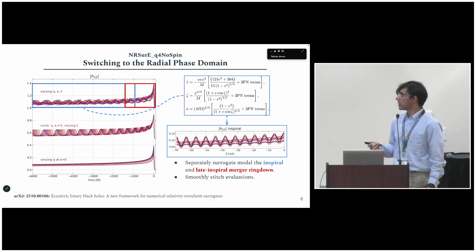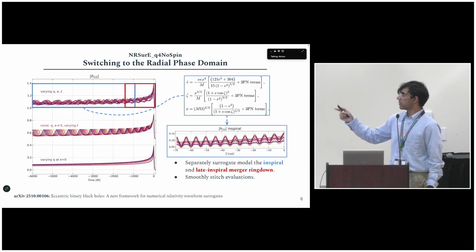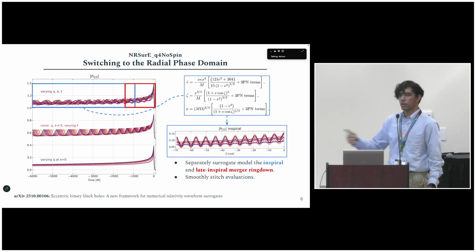But there's a problem with using these data pieces directly for eccentric systems, which I'll demonstrate using just the 2-2 mode as an example. So in the plot on the left, in the set of waveforms at the bottom, I freeze the eccentricity to 0 and just vary the mass ratio for a few training samples. And you can see that there are no oscillations in the data set. But in the second set of waveforms there, I now freeze the mass ratio and the eccentricity to a non-zero value while allowing the mean anomaly to vary.